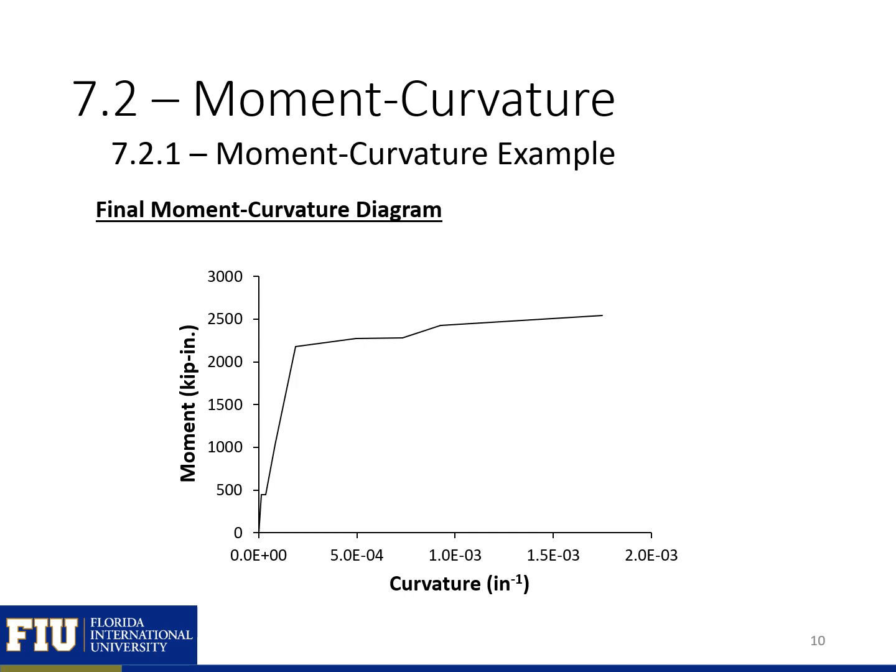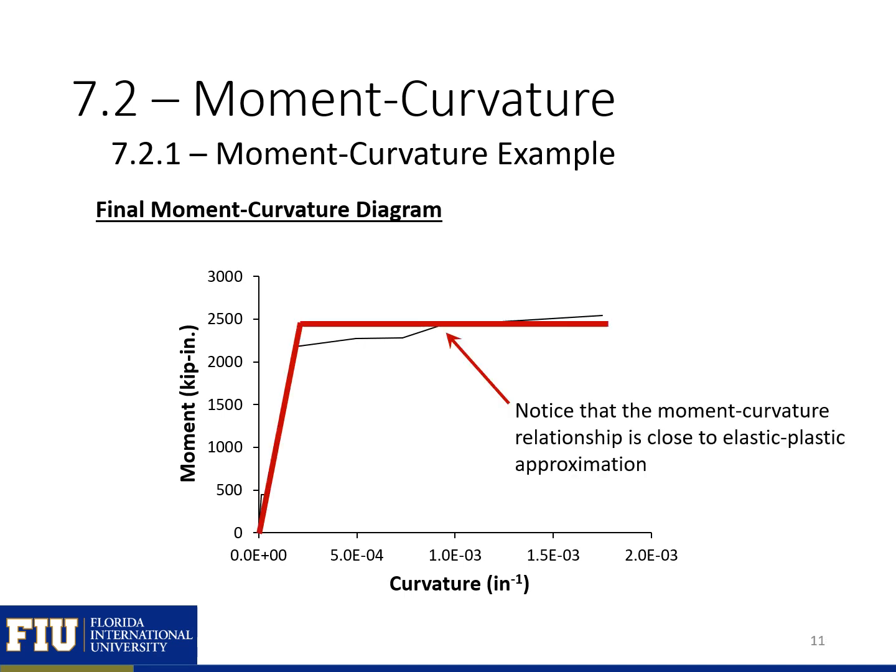And this plot here is all the points in the previous table plotted. So our moment versus curvature for all those different points that we found in this example problem. We can see that the moment curvature relationship is almost elastic plastic. So we'll see later that we can use an elastic plastic approximation to approximate our moment curvature behavior for reinforced concrete sections.